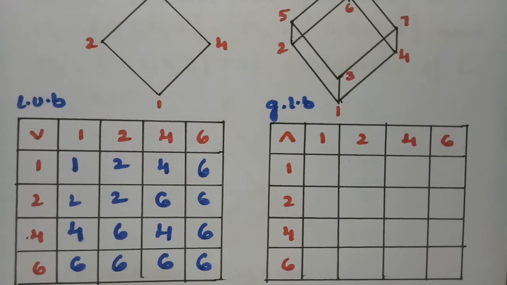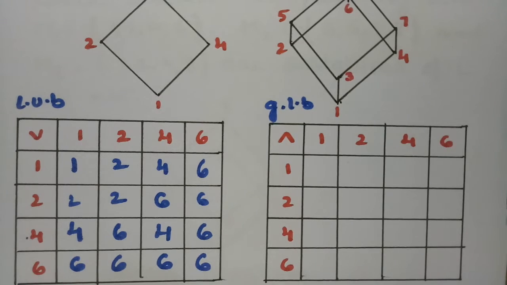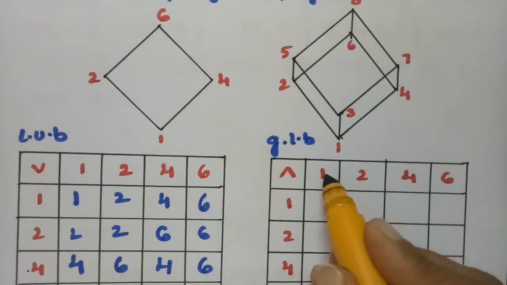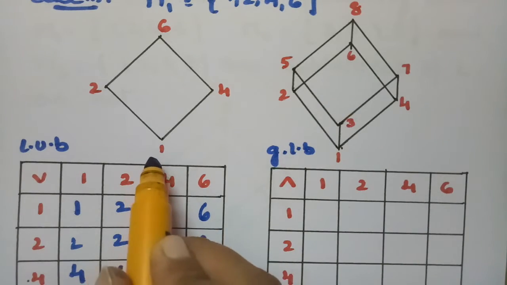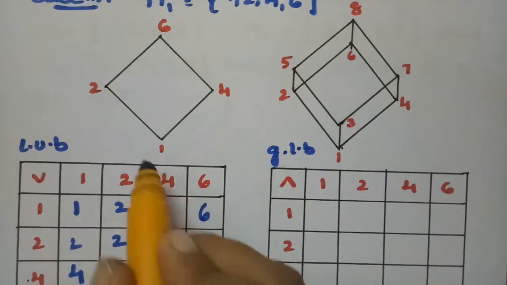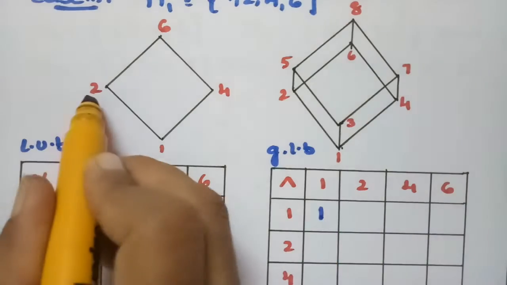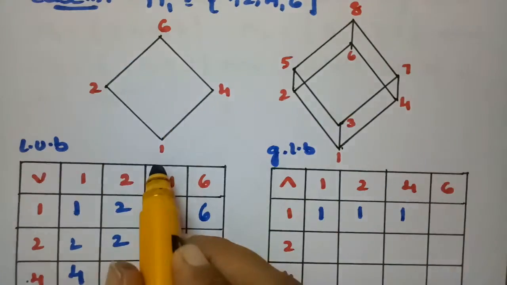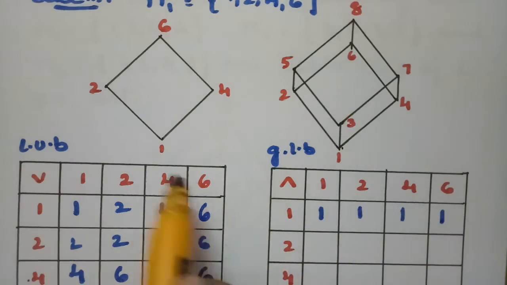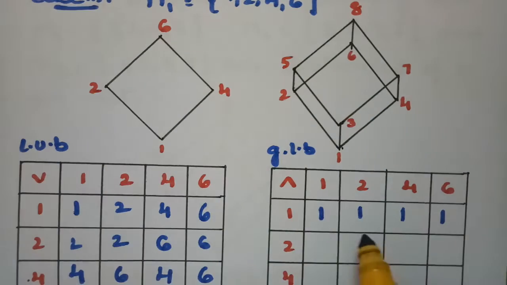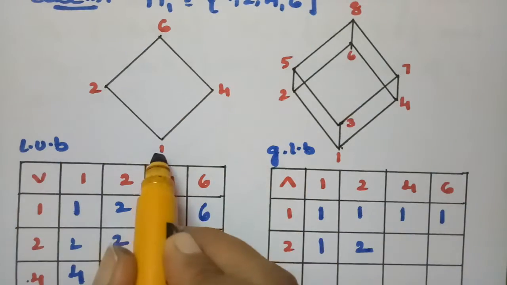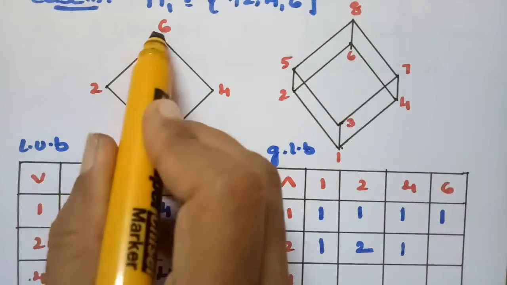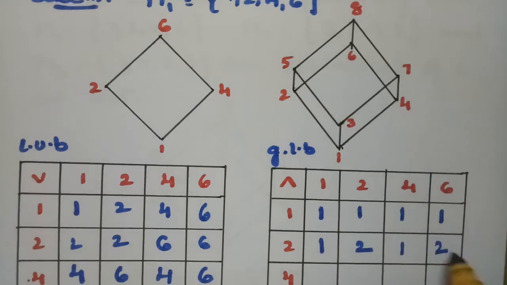And coming to the greatest lower bound, meet, that is A meet B, for 1 and 1. So for 1 meet 1, what is the lower bound? 1 will be the lower bound. For 1 and 2, again 1. For 1 and 4, 1 is the lower bound. For 1 and 6, 1 is the lower bound. And for 2 and 1, 1 is the lower bound. For 2 and 2, 2 is the lower bound. For 2 and 4, 1 is the lower bound. For 2 and 6, 2 is the lower bound.